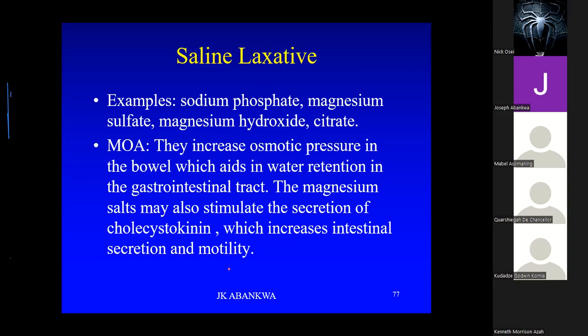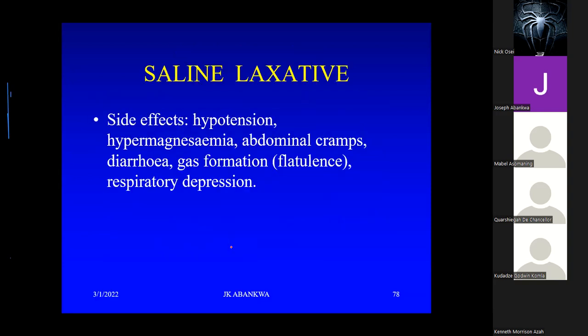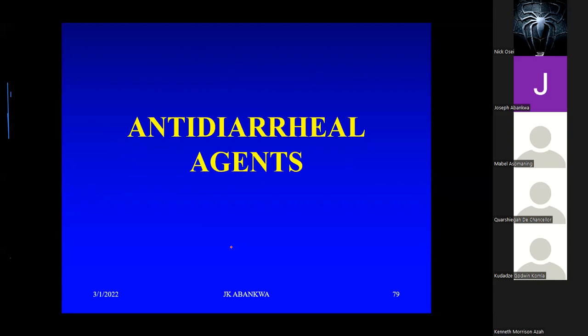The magnesium salts may also stimulate the secretion of cholecystokinin. Kinin is always movement, and cysto or cyto mostly involves cells, okay? So movement in the cell, which increases intestinal secretion and motility. Now with the side effects of saline laxative, it can cause hypotension, hypermagnesemia, abdominal cramps, diarrhea, gas formation, and also respiratory depression. So we move on to the anti-diarrhea agents.